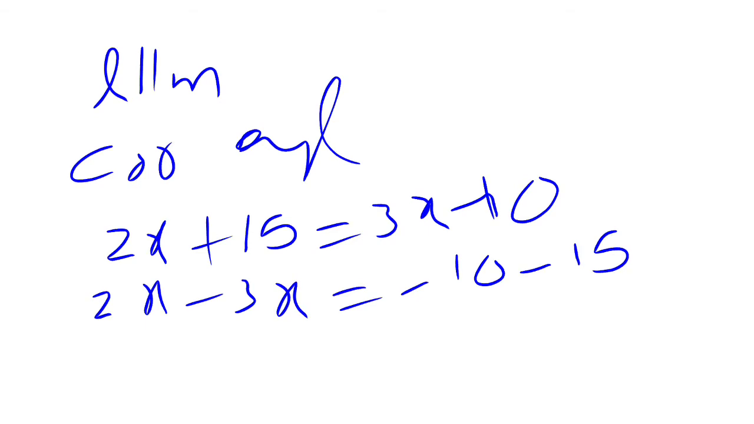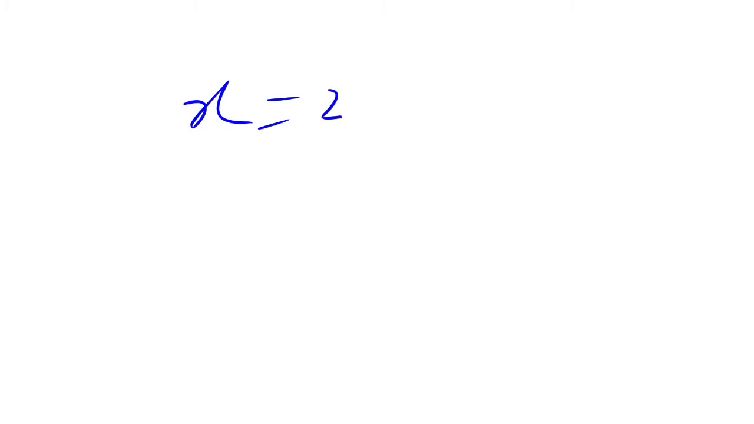So 2x minus 3x is minus x, and minus 25. So minus minus cancel. So x value how much? x equals 25.